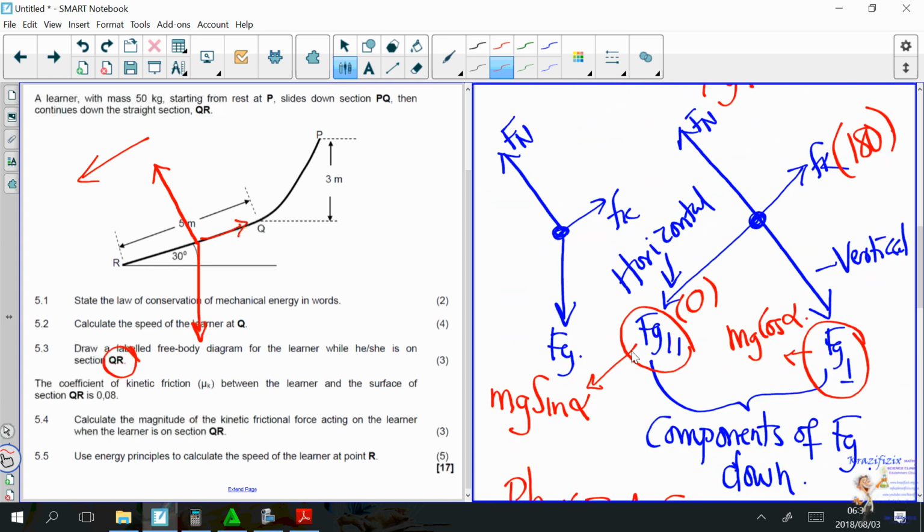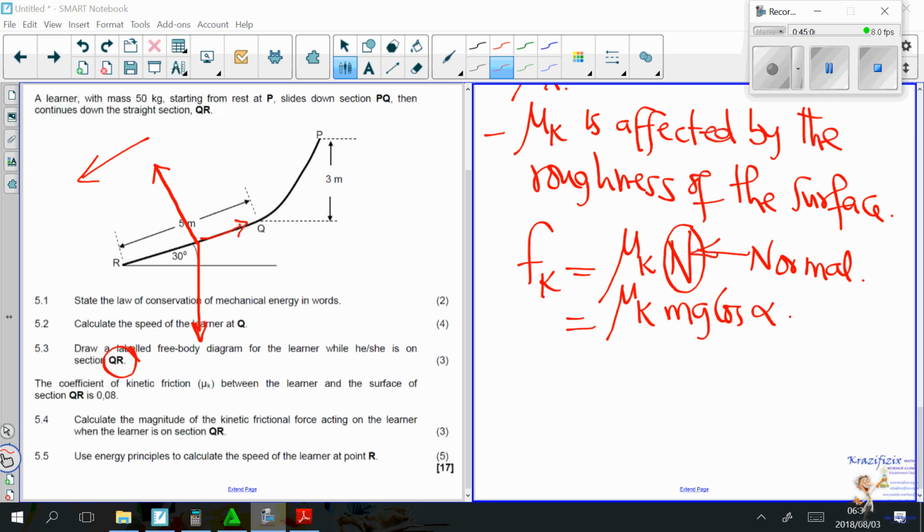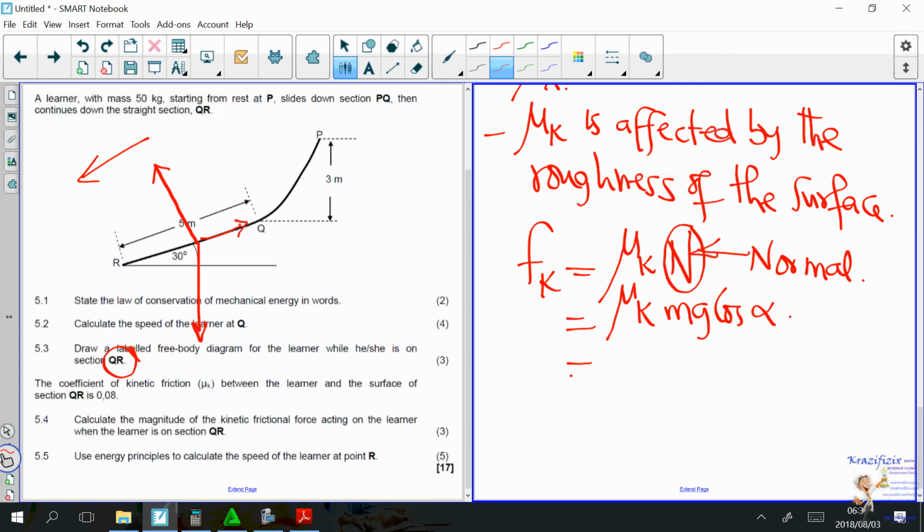Now here, do you see, my normal force is opposite my Fg perpendicular. Newton's third law: equal in magnitude but opposite in direction, which means my normal force is also equal to mg cos alpha. Very key, grade 11 concept. All right, mg cos alpha. So can we now go and substitute there? And then we say mg cos alpha.